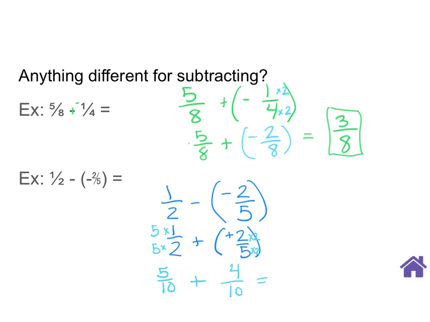Now I just have to add. So 5 tenths plus 4 tenths is 9 tenths. And that's the last of that problem because there's no positives or negatives, and it's pretty easy. All right, that is the end of adding and subtracting fractions with unlike denominators.